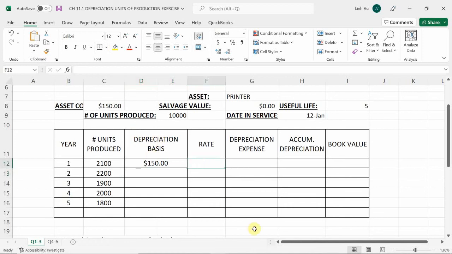What's my per unit rate going to be? Would it be the 10,000? That's one of the numbers that you're going to be using, yes?